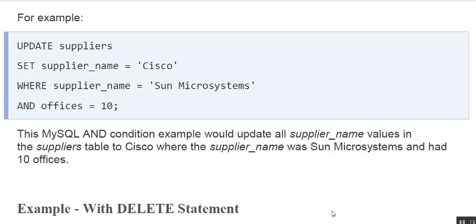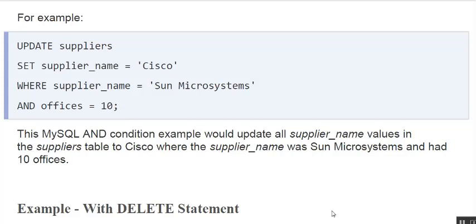Here also you will have Sun Microsystem. So what I'm going to do? Change it to Cisco and office equals to 10. So here, what should the office number be? It should be 10. So based on those two conditions, we are setting the supply name equals to Cisco. That means Sun Microsystem is being changed with the Cisco name.